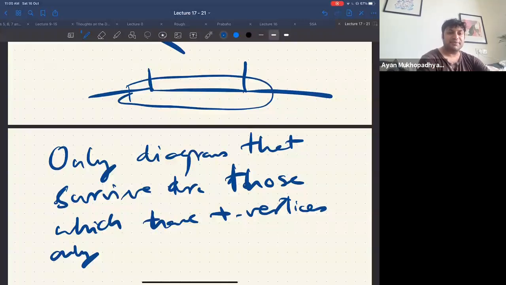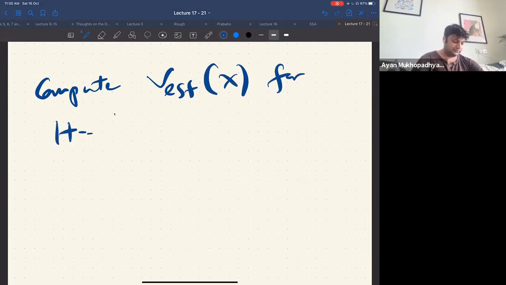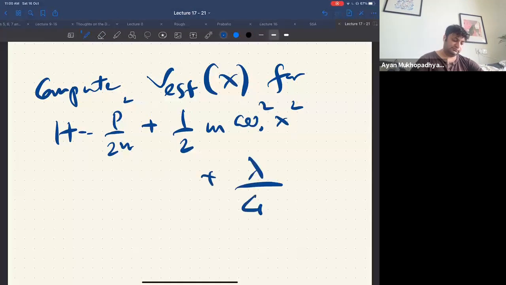So there is a lot of simplification, and this is something that we will use. Our goal next Saturday would be to compute basically V effective of X for this Hamiltonian. So we'll compute it, and once we know how to compute it, we can then use it for renormalization.